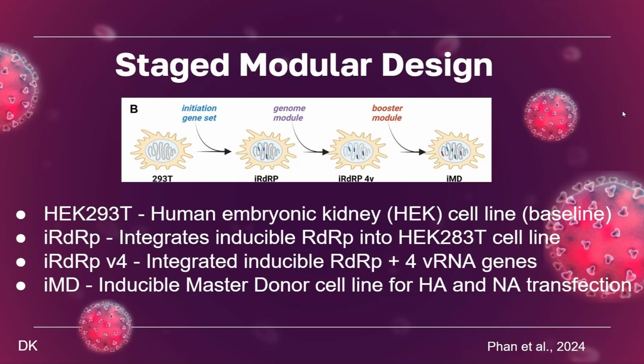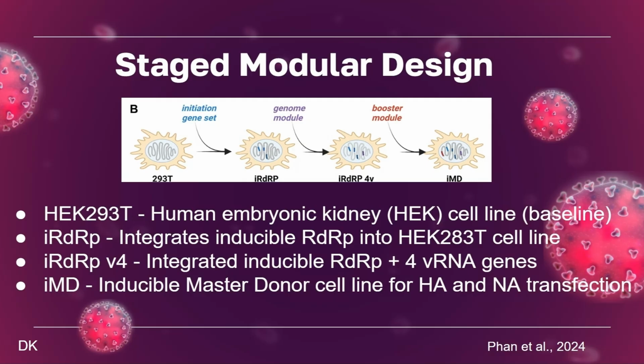So in order to create the inducible master donor cell line that can be transfected with hemagglutinin and neuraminidase at the end of the process, they created a modular staged design approach. They started with human embryonic kidney cells as the baseline. They then created an initiation gene set where the genes are associated with the RDRP complex and integrated into the genome of the human kidney cell line. This allowed mRNAs for RDRP to be created in the nucleus and transported into the cytoplasm to create the protein complex for RDRP.